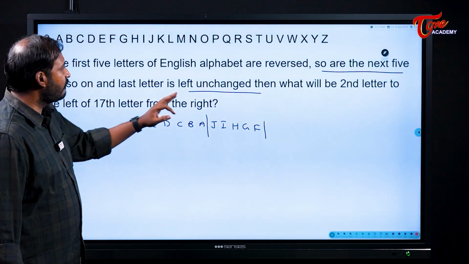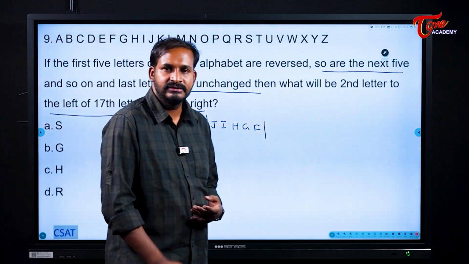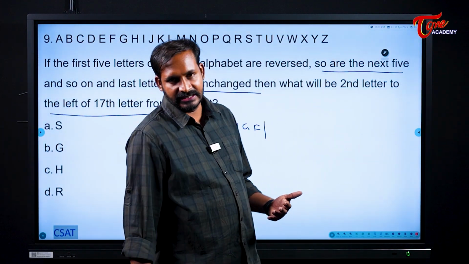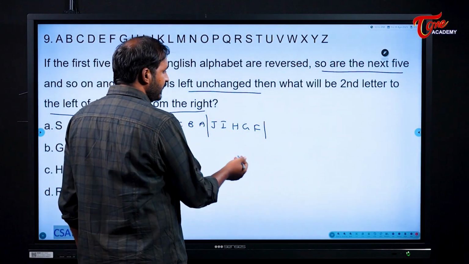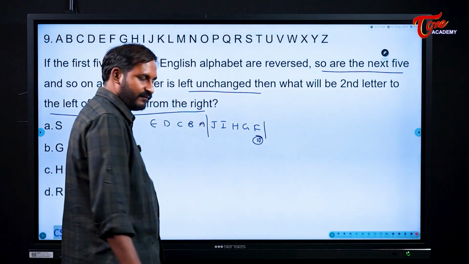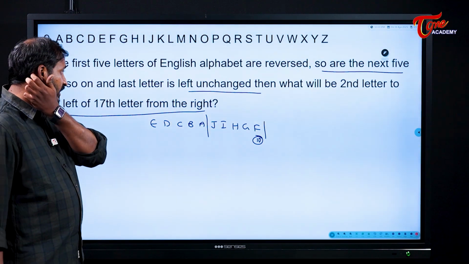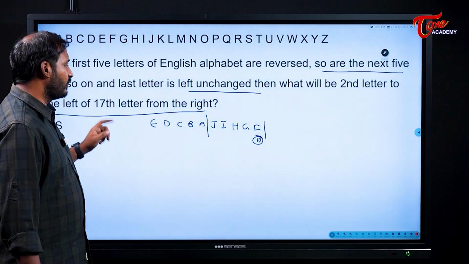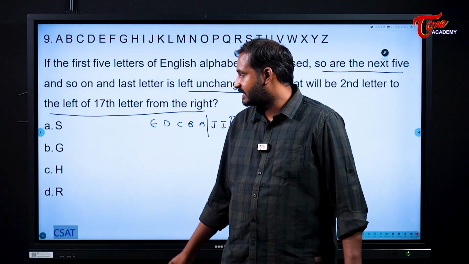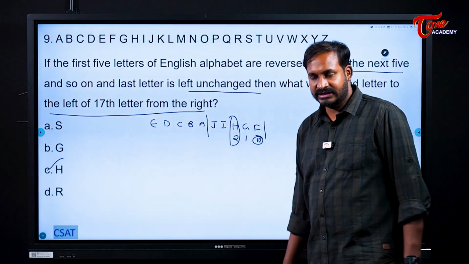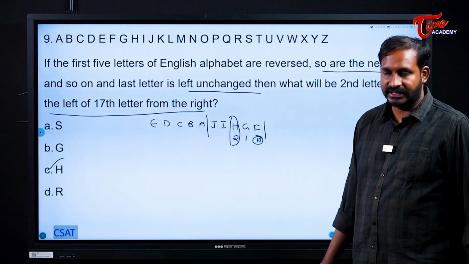26 is Z. Okay. What will be the second letter to the left of the 17th letter from the right? What is the 17th letter from the right? Usually 27 minus 17. What does it become? 10. Okay, 10th position. What is the 10th position in this case for me? F. Okay, 10th position is F. Next, second letter to the left. 1, 2. What is the second letter here? H. Actually, this 10th letter is F in this case. To its second left is H. So our answer here becomes H.